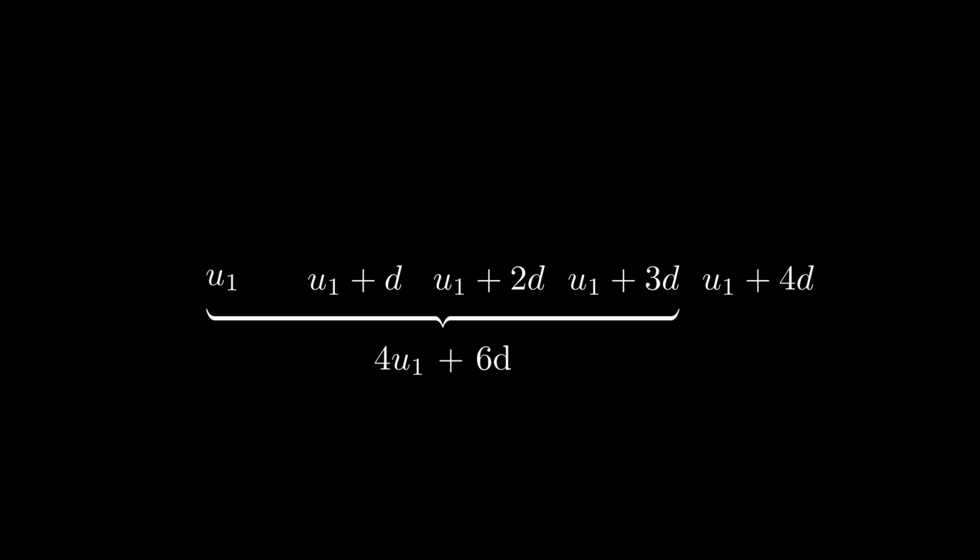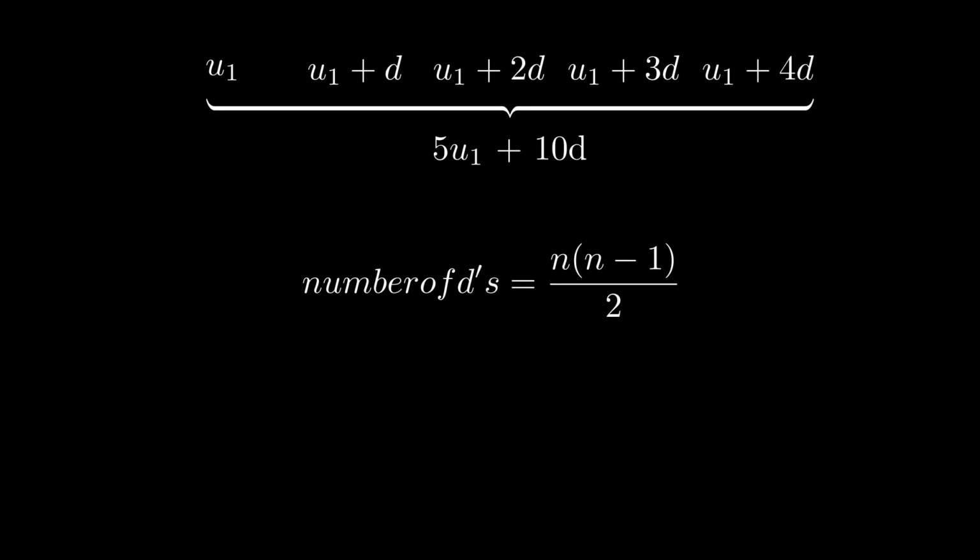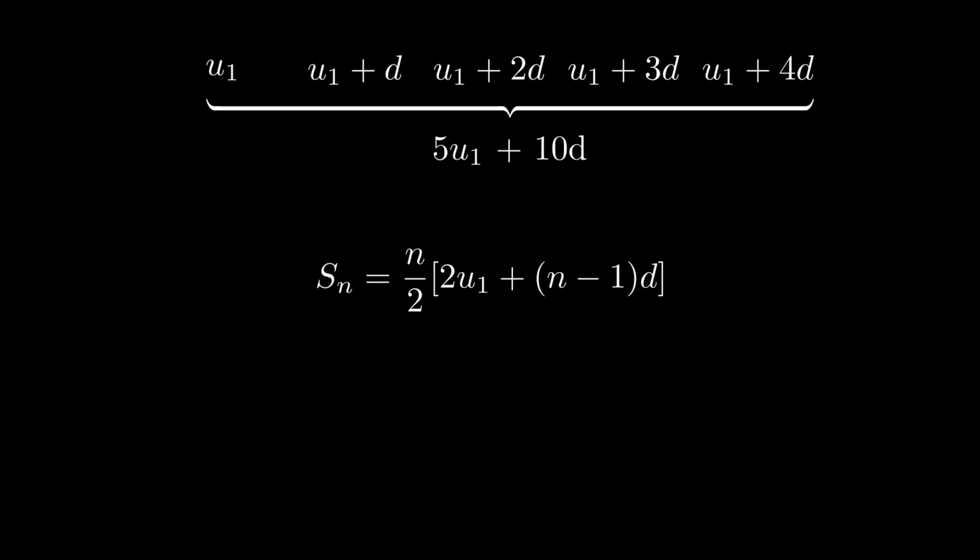The number of d's is relatively straightforward to calculate using a handy formula which simply adds up 1 plus 2 plus 3 plus 4, etc. And this is that formula. We can then create a general formula for the sum of n terms in an arithmetic sequence by saying that the sum of n terms is equal to n times u1 plus that formula for the calculation of d times d. However, this formula normally gets written as something slightly more pleasing. And this is the formula for the sum of n terms in an arithmetic sequence.